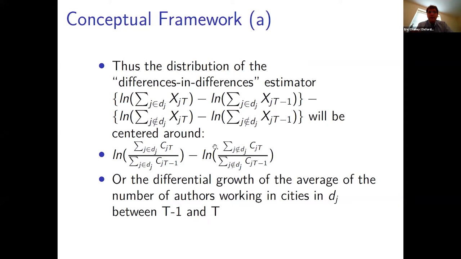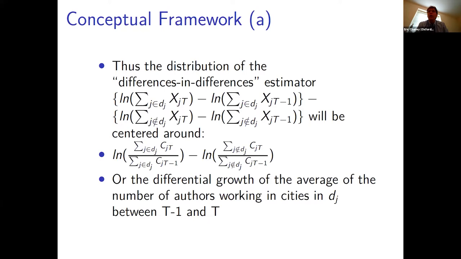This quantity right here is, in words, the differential growth of the average number of authors working in a group of cities between T minus one and T. You sum the number of authors across cities, take the differences, and compare that with the difference in another group of cities. That gives you an estimate of the differential growth in the number of authors working in cities between T minus one and T. So for example, if you find a positive difference for the Atlantic traders over two time periods, that would be evidence that the Atlantic traders are housing more thinkers over that time period than the comparison group.